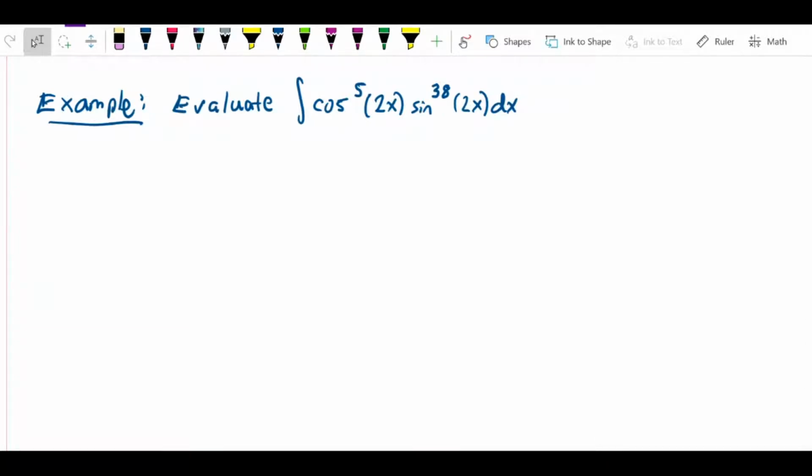So I want to do an example along the same lines of what we did, just a little bit more complicated. So what we have here is the function we're going to integrate: cosine to the fifth of 2x sine to the 38th of 2x dx. It's basically just a regular, everyday typical function that preschoolers all across America are encountering when they wake up every day.